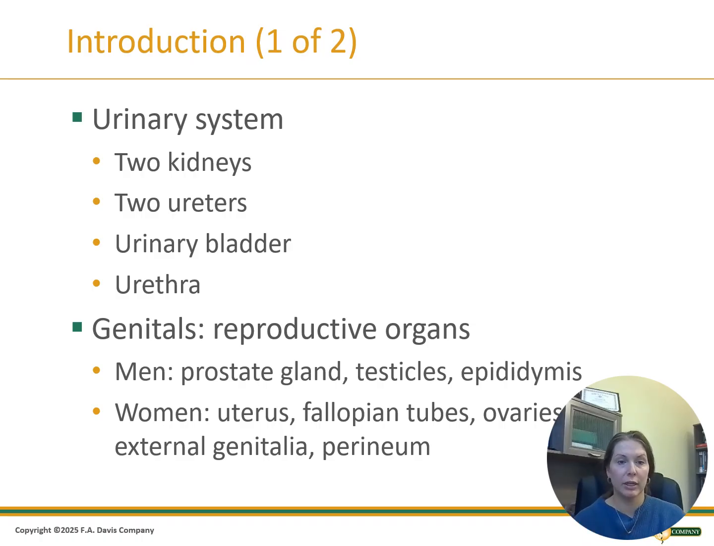Genital-wise, so our reproductive organs, with our male children, we have the prostate, testicles, epididymis, and then for our female children, we have a uterus, fallopian tubes, ovaries, external genitalia, and then the perineum.